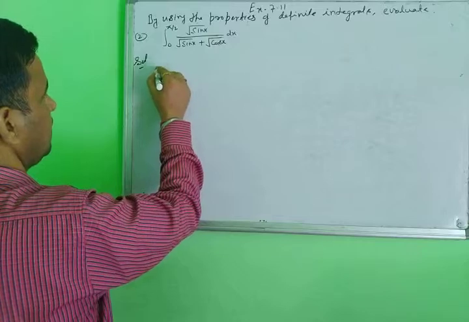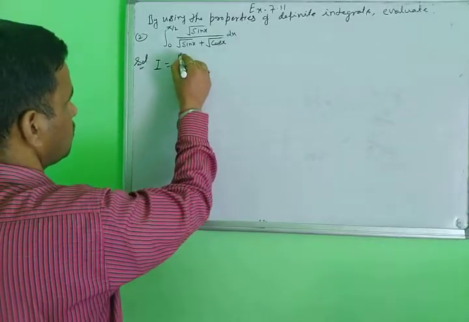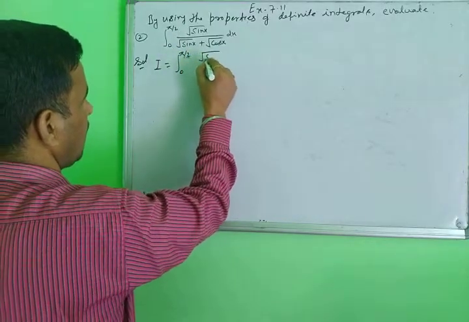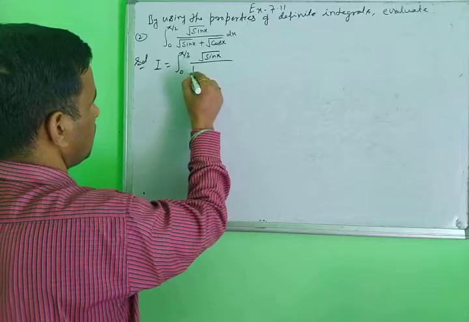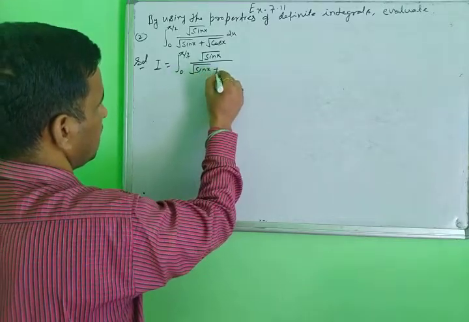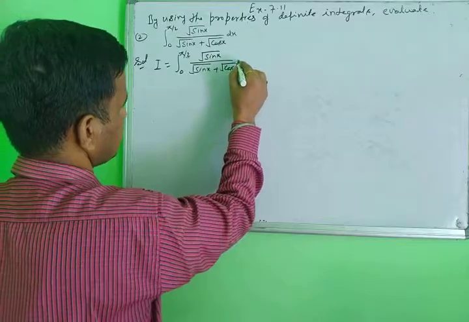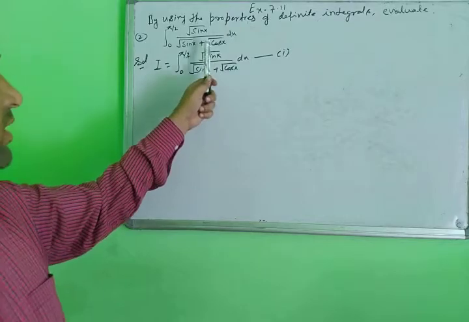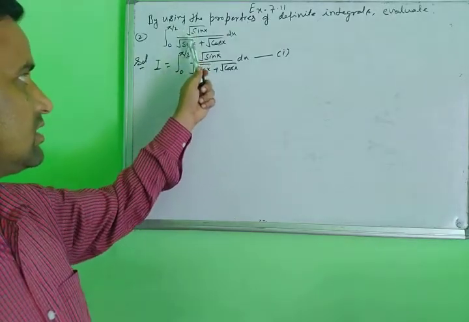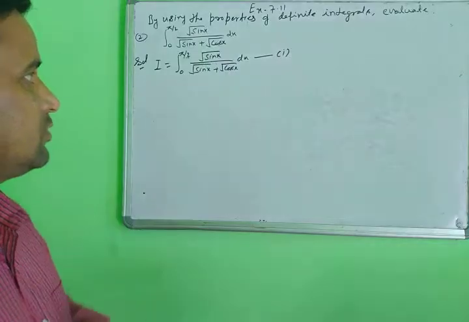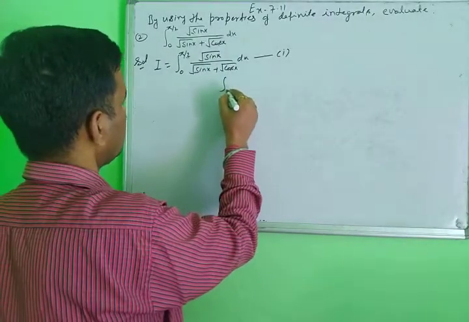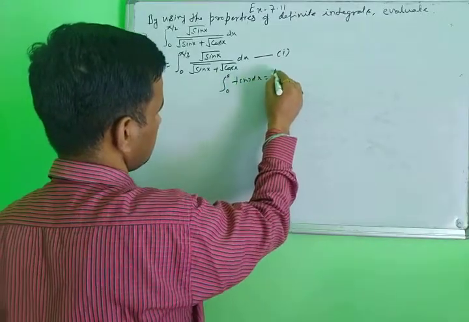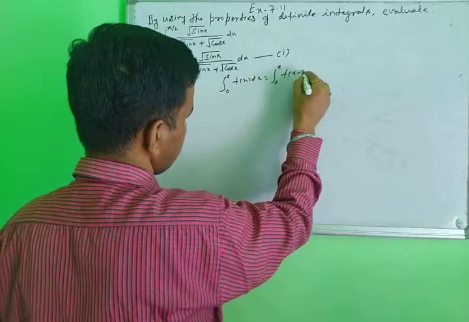Solution starts here. Let I equal the integral from 0 to pi by 2 of root sin x upon root sin x plus root cos x. This is the equation first. Every time, you will write the question as an equation first. After that, you use the property: the integral from 0 to a of f(x) dx equals the integral from 0 to a of f(a minus x) dx.